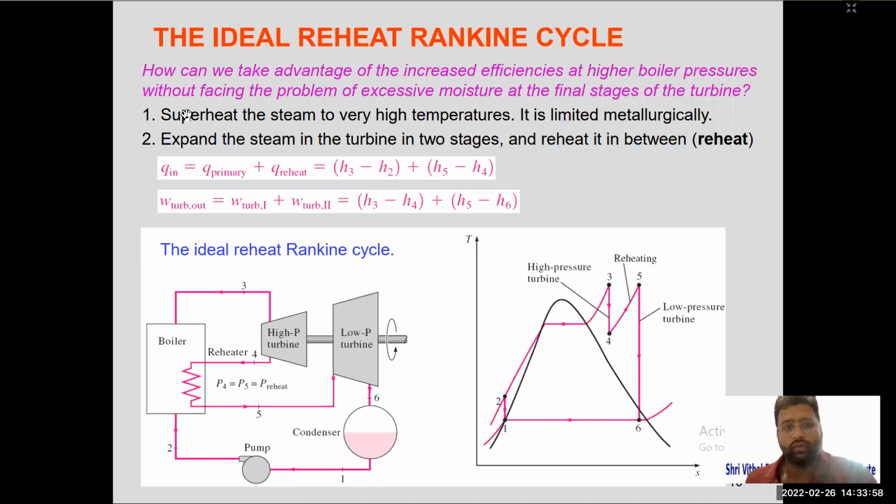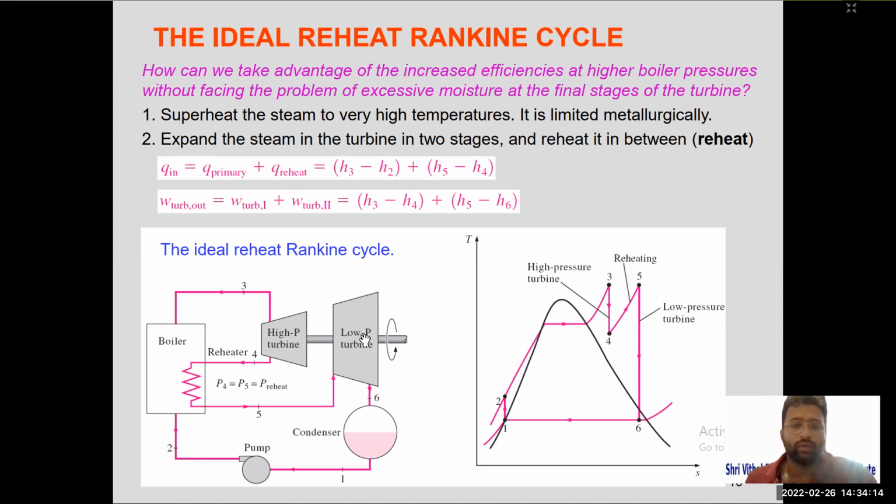So there are two ways: superheat the steam to very high temperatures. It is limited metallurgically. You can go only up to a certain temperature. And expand the steam in the turbine in two stages. Expand in the first stage, then reheat it again, and then reheat in between.